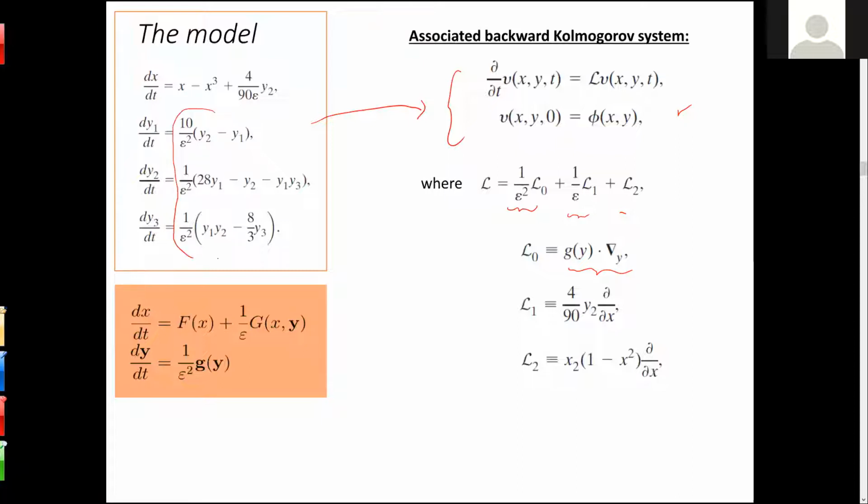So those are from the fast subsystem, right? So g of y represents the right-hand side without the 1 over epsilon squared. And then the gradient with respect to y is the vector of partial derivatives with respect to y1, y2, and y3. Okay, and then L1 is associated with the time characteristic 1 over epsilon. So that is actually 4 over 90 y2, and then partial with respect to x. And then L2 is associated with 1 over epsilon to the 0. So that is your, oh, this should be just x, not x2, sorry.